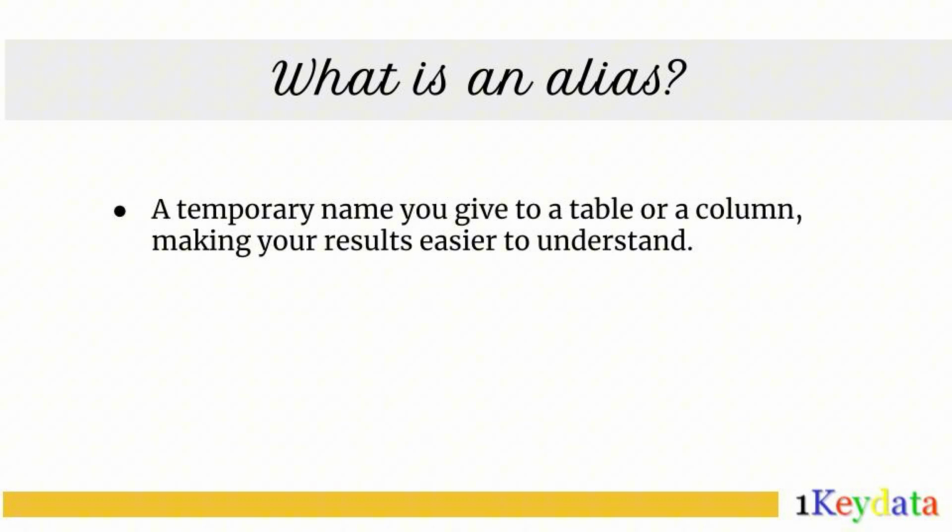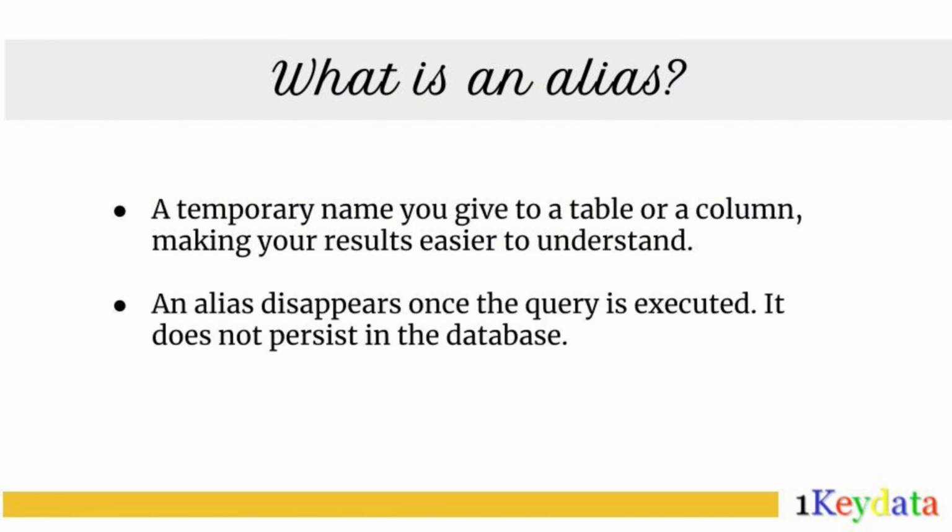An alias in SQL is a temporary name you give to a table or a column, making your code and your results easier to understand. An alias disappears after the query is executed. In other words, it does not persist in the database. You can create aliases using the keyword AS, but the keyword is optional.